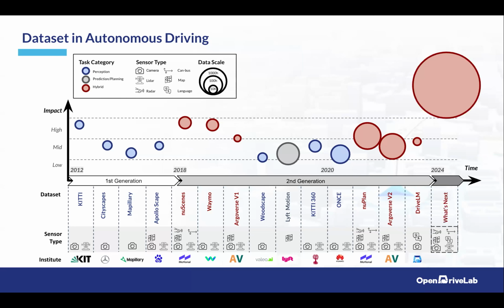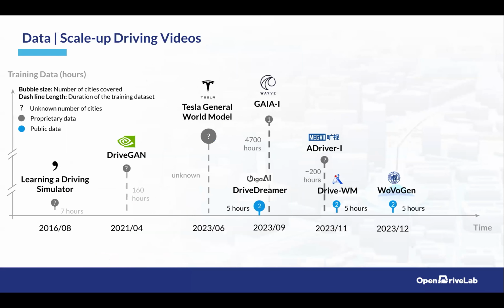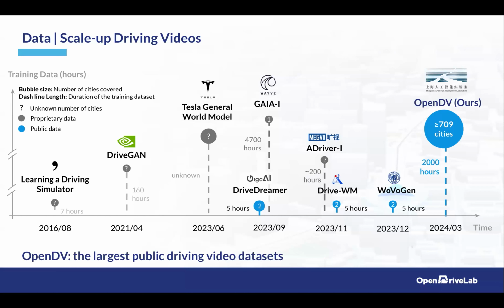So what we want to do is find a large corpus of data to train our very generalizable model. How do we scale up our data? There are some good attempts in the industry, like in Tesla and Wayve. But what we want to do in academia is to find a very large-scale public dataset and build our own world model to show its ability to do some frontier research.